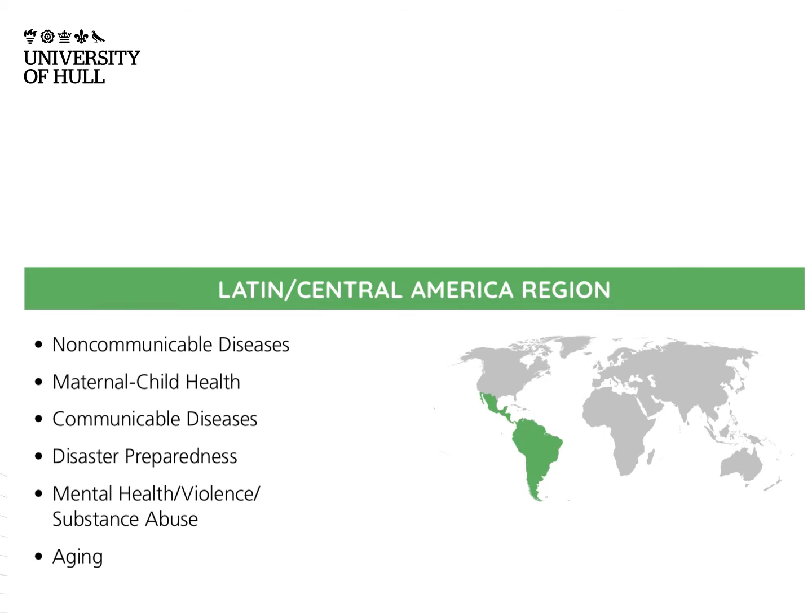Latin and Central America: communicable diseases, non-communicable diseases were top of the priorities, followed by maternal and child health, followed by communicable diseases, disaster preparedness again, earthquakes, hurricanes, that sort of thing, mental health, substance abuse, and aging. So you can see a great many similarities here across the regions, but slightly different priorities.